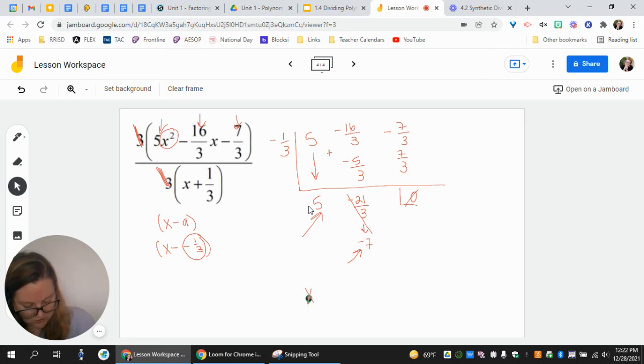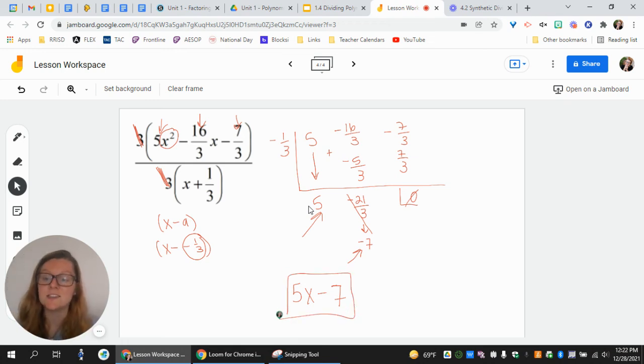My coefficient is going to be 5, and then minus 7. Because I do not have a remainder, I do not have to put plus a number over the divisor. And then my last question is always, is this a factor? And my answer is yes, again, because I got a remainder of 0.